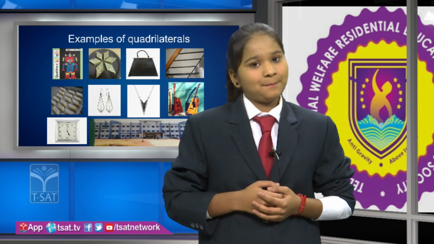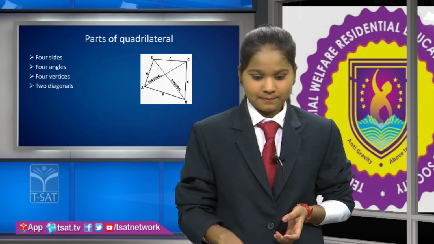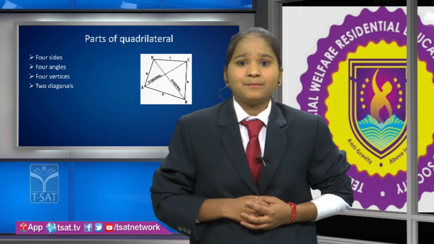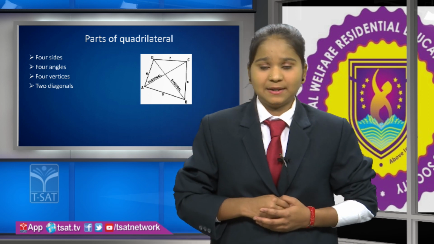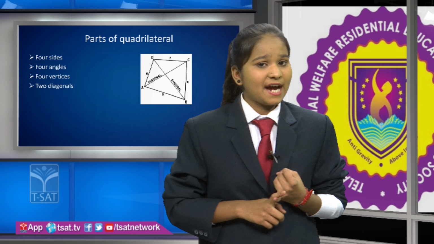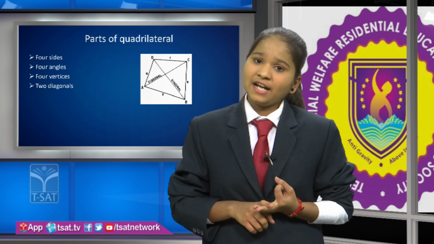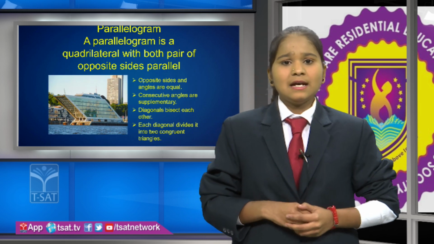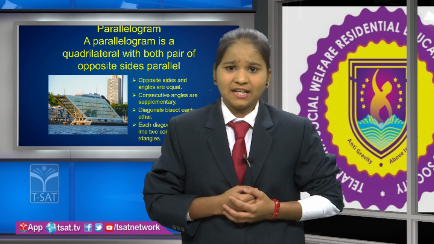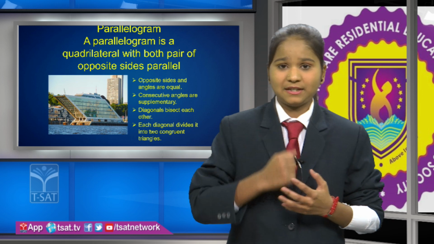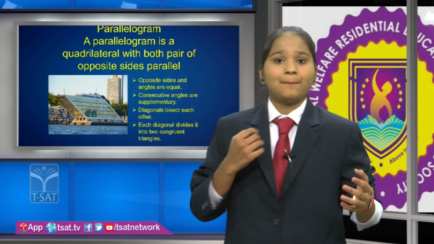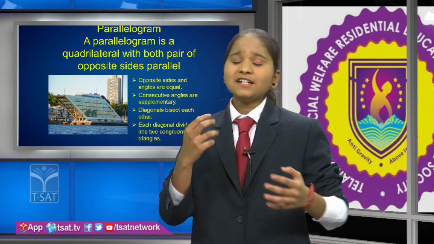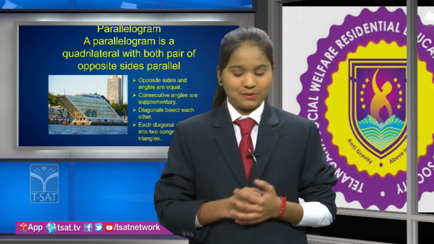Let us see the parts of a quadrilateral. There are four kinds of parts in a quadrilateral: four sides, four angles, four vertices and two diagonals. And in quadrilaterals, there are some classified types. Let us learn about the types. The first one is the parallelogram.